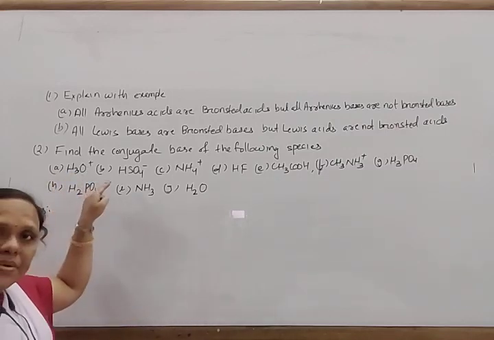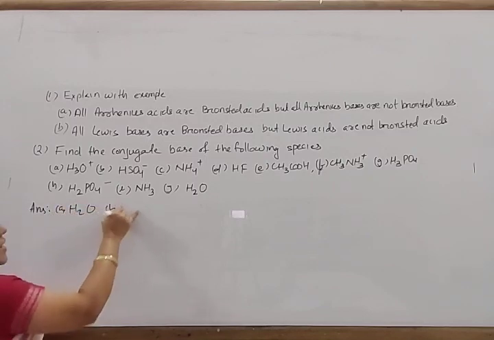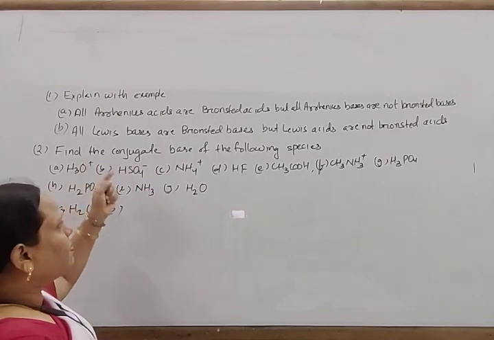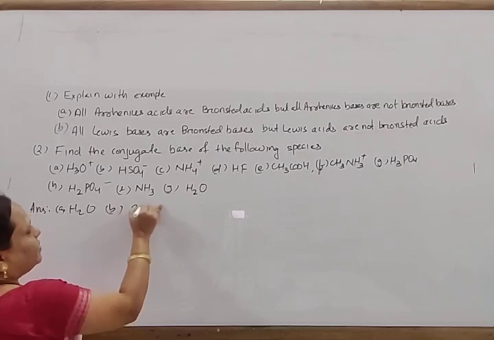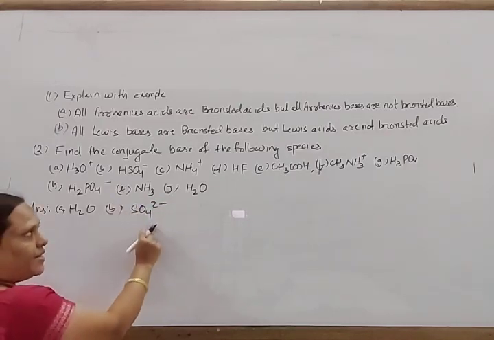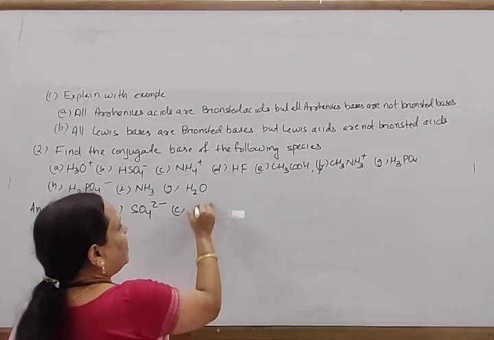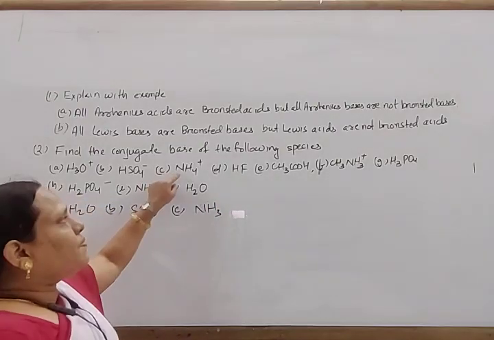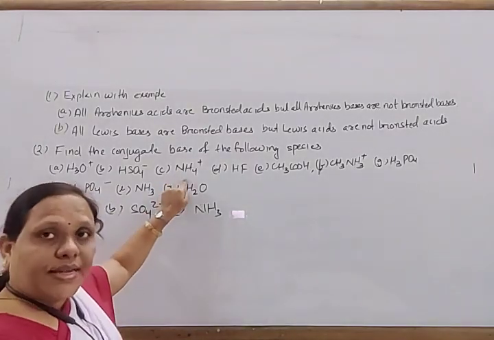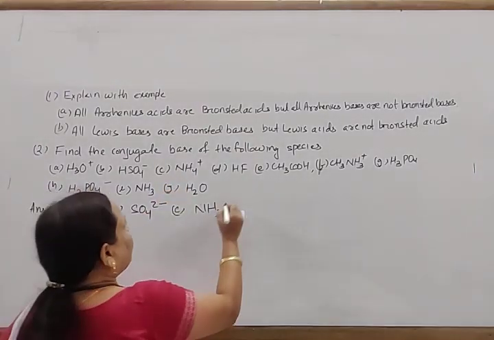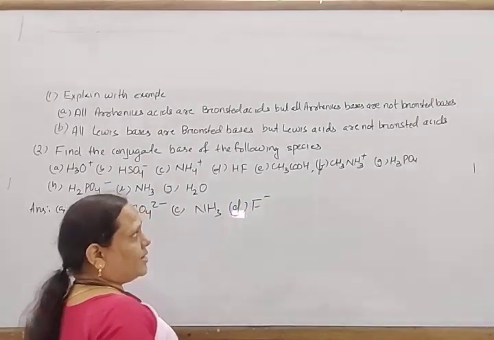So H3O plus, remove one H plus ion, so it will become H2O. And B, HSO4 minus, one H plus will be removed, that means one negative charge will increase here. So the formula is SO4 2 minus, sulfate ion. NH4 plus is there, from it remove H plus ion and it becomes NH3. So NH4 plus ion is the conjugate acid of NH3 and NH3 is the conjugate base of NH4 plus ion. Okay. Next, HCl. Remove from it one H plus ion. The formula is chloride ion.